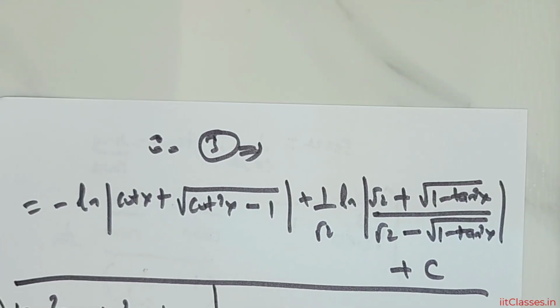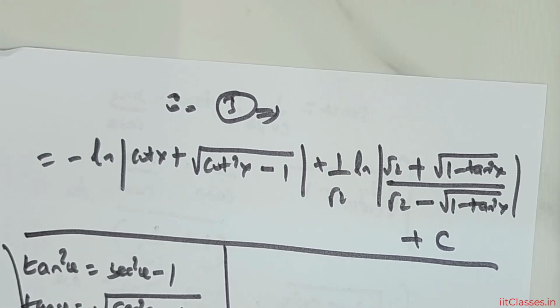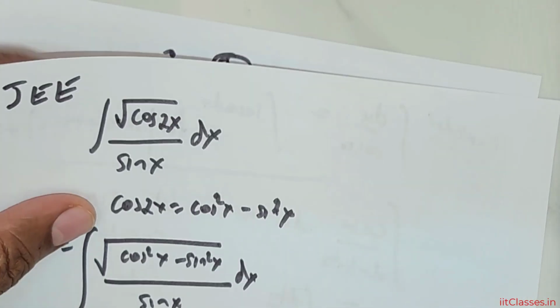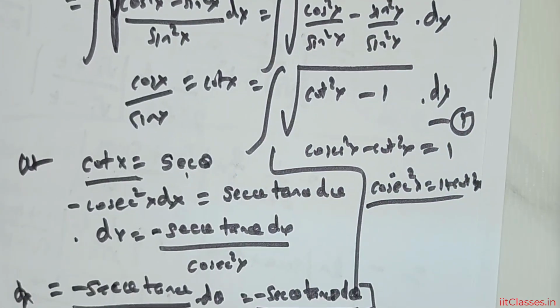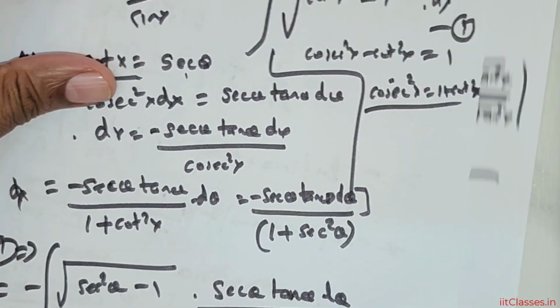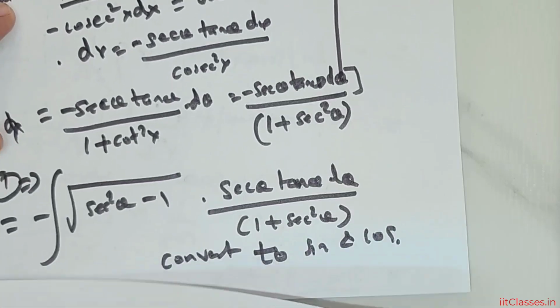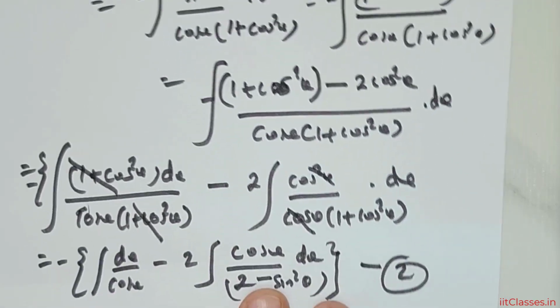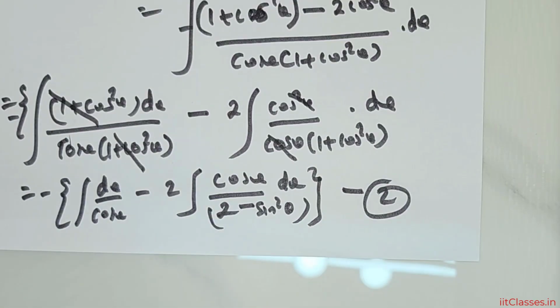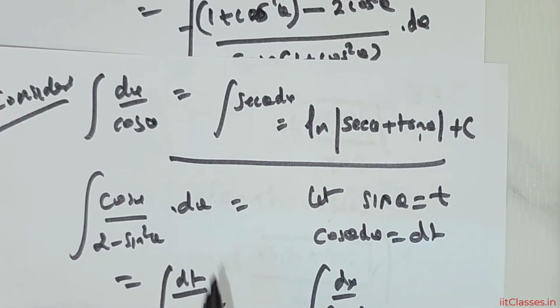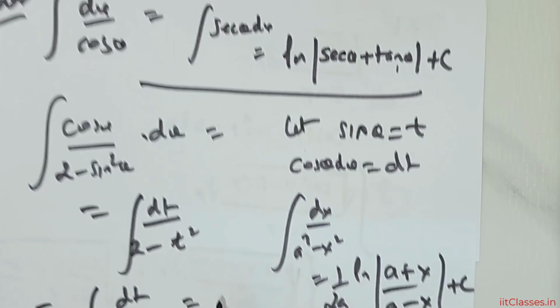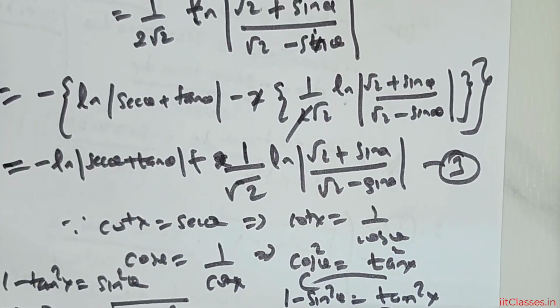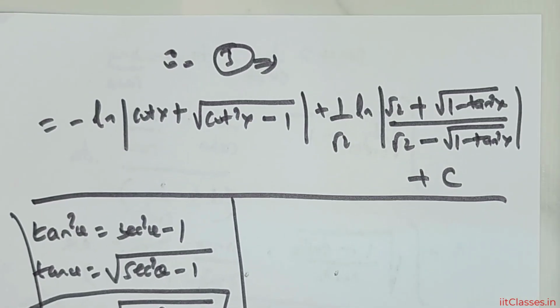So let me show you the question. So this is the question. We started like this, okay, and then we simplified like this, and then from here we have to integrate these two. So I performed the integration here, and then we have to revert back. So this is the reversion, and then this is the final solution.